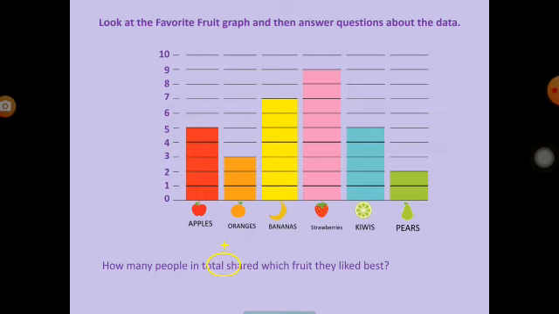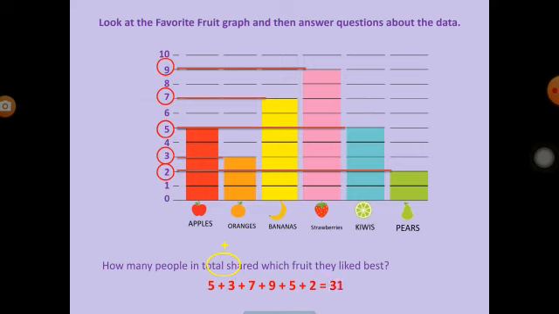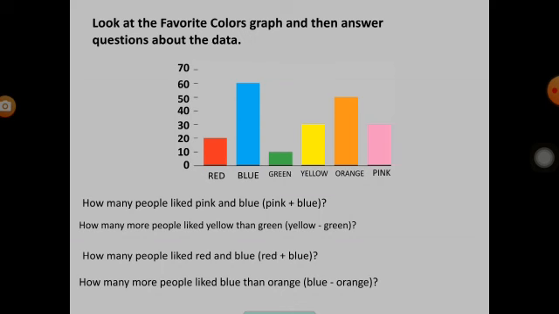So, here our answer will be apples 5, oranges 3, bananas 7, strawberries 9, kiwis 5, and the last one, pears, 2. So 5 plus 3 plus 7 plus 9 plus 5 plus 2 gives me 31. The next question.